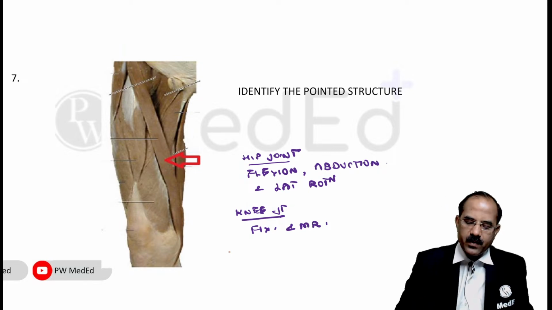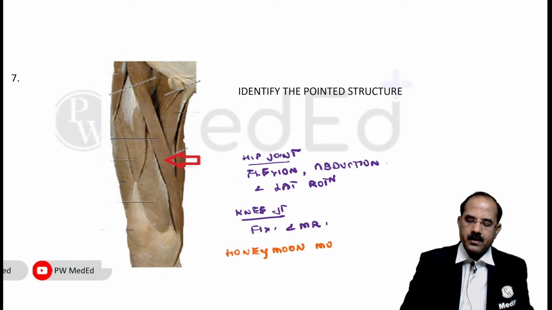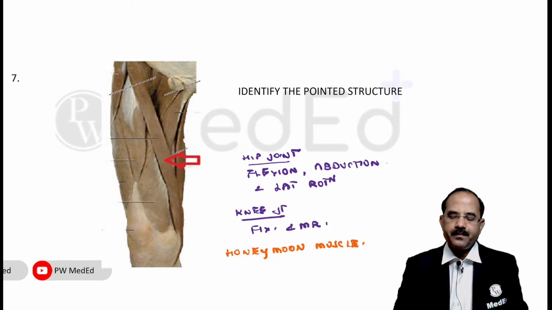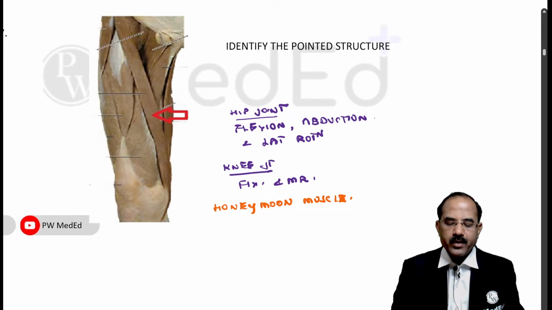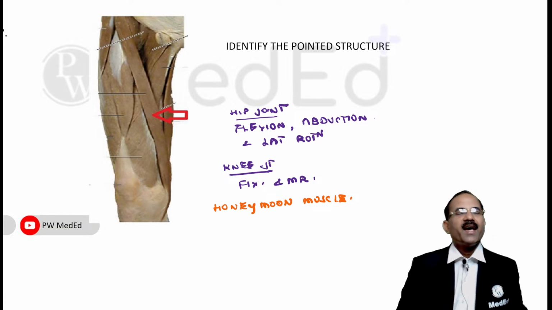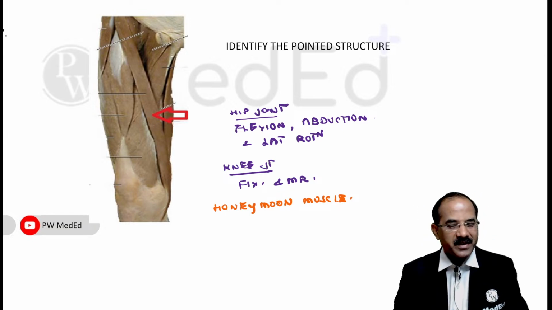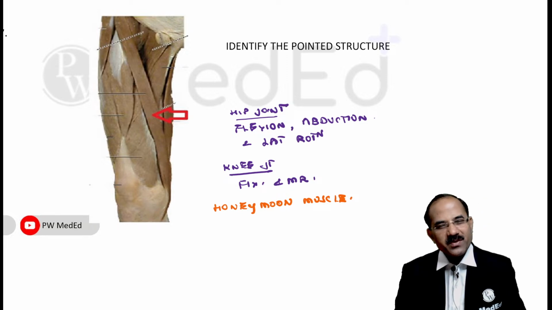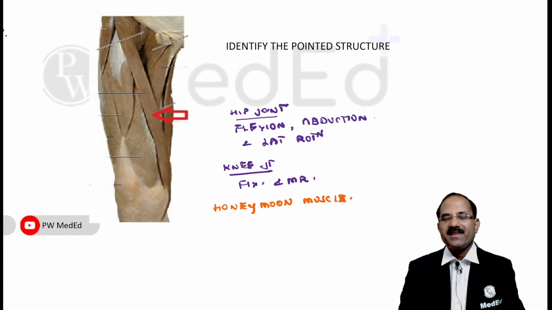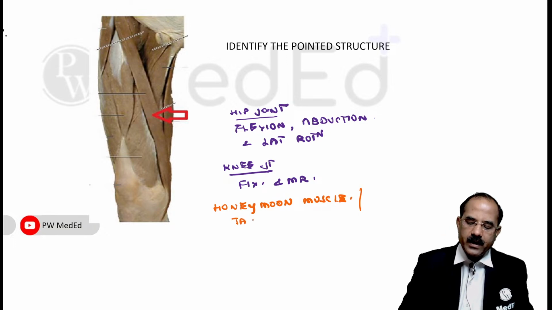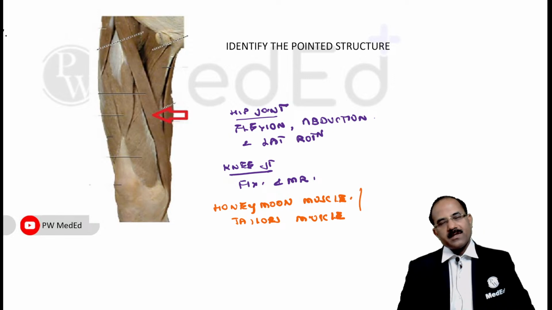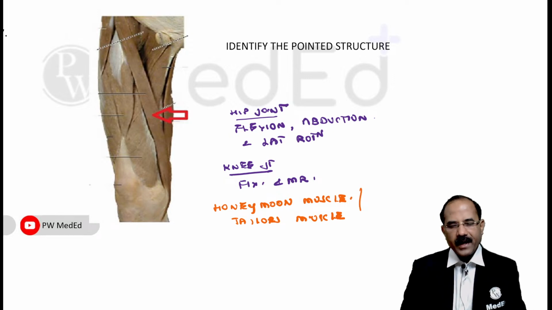Sartorius is also known as the honeymoon muscle. So what is the action of sartorius on the hip joint? It causes flexion, abduction, and lateral rotation at the hip joint. And what is the action of sartorius on the knee joint? It causes flexion and medial rotation at the knee joint. Sartorius is also known as a honeymoon muscle. It is also known as Taylor's muscle. Taylor's muscle, honeymoon muscle, same. Action of sartorius.